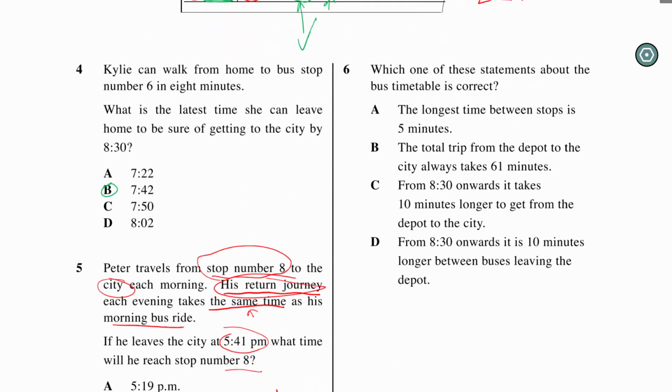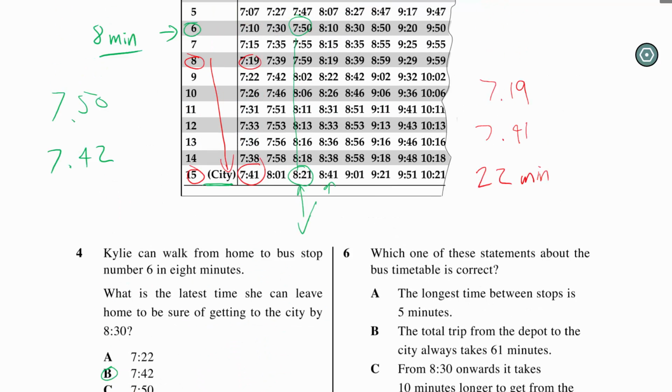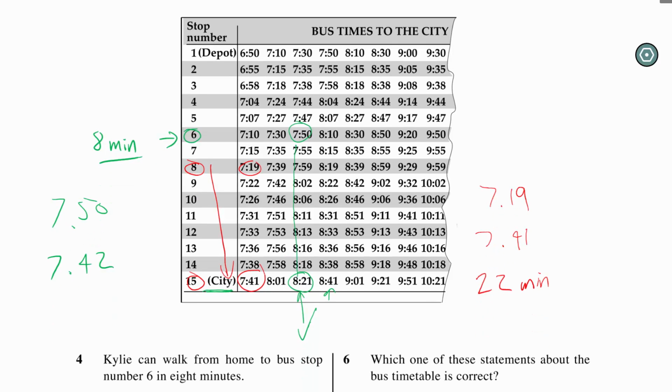So question number 6. Which one of these statements about the bus timetable is correct? In these types of questions, you actually have to go through all 4 available options to make sure that the answer you select is the correct one. So let's look at the first option. The longest time between stops is 5 minutes. Okay, let's look at the times. Let's just use the first one.